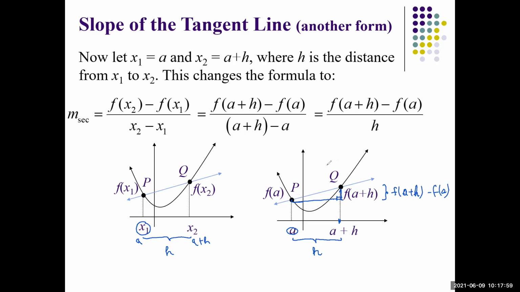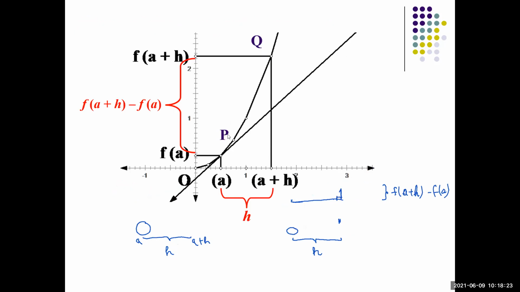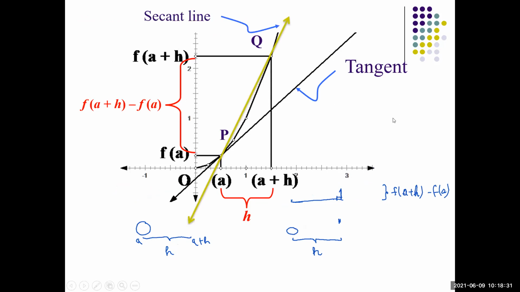And then of course, now we want to find the slope of the tangent. Then you want Q to approach P. When Q approaches P, the horizontal distance between P and Q gets smaller, so h gets smaller and smaller. That leads to the animation that you can see. It's a tangent line we need to find, and a secant line PQ we start with. So here's a, and here's a plus h.